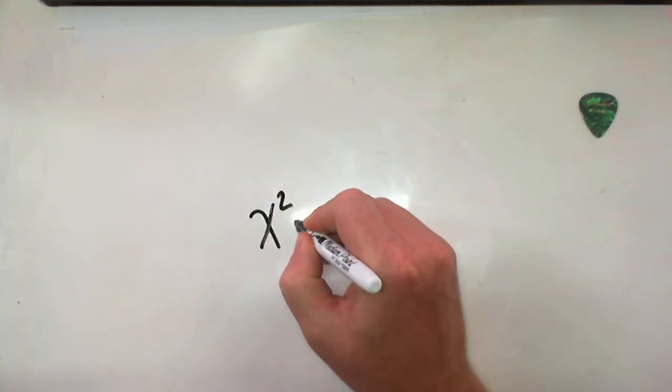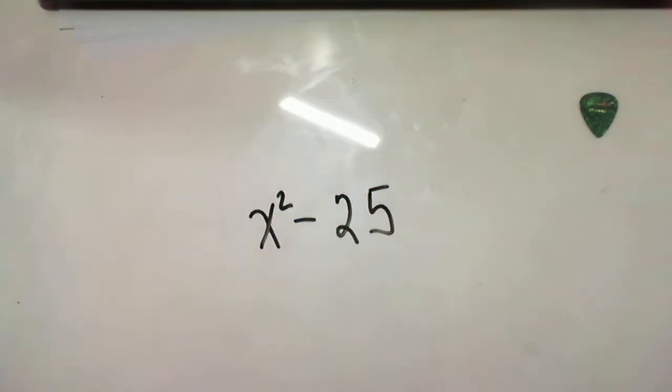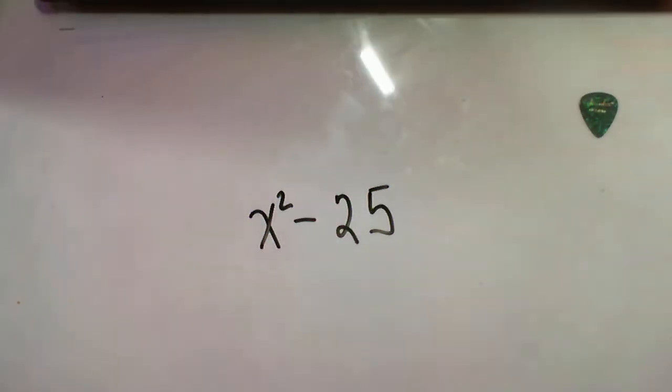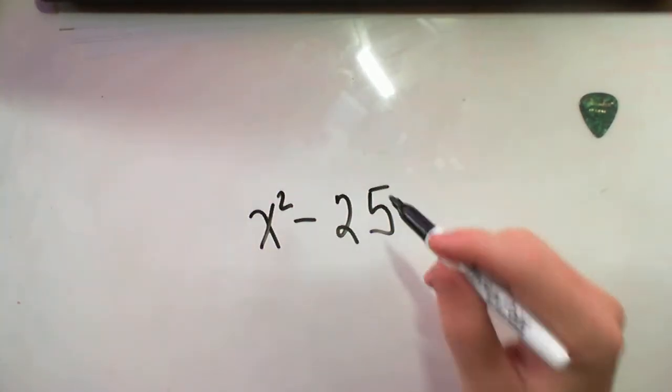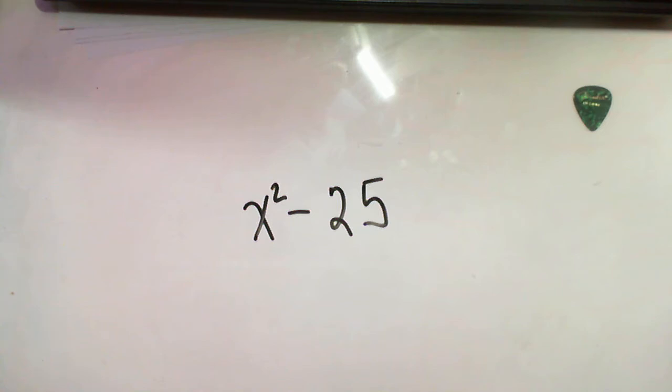Now, x squared minus 25 is a special type of polynomial called a difference of two squares. You may notice that x squared minus 25 is a perfect square, and so is this. Now I'm going to talk about two different ways that you could address this problem.